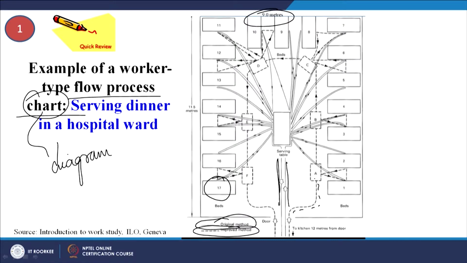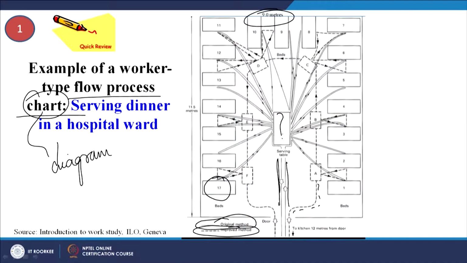The problem is the person, the nurse, is taking the food from the kitchen to the central table. This is the central table, and from there she is carrying the plates to the different beds. These are bed number 1, bed number 2, 3, 4, and then coming back, taking another plate to the next bed, and the movement is depicted in this flow process diagram.